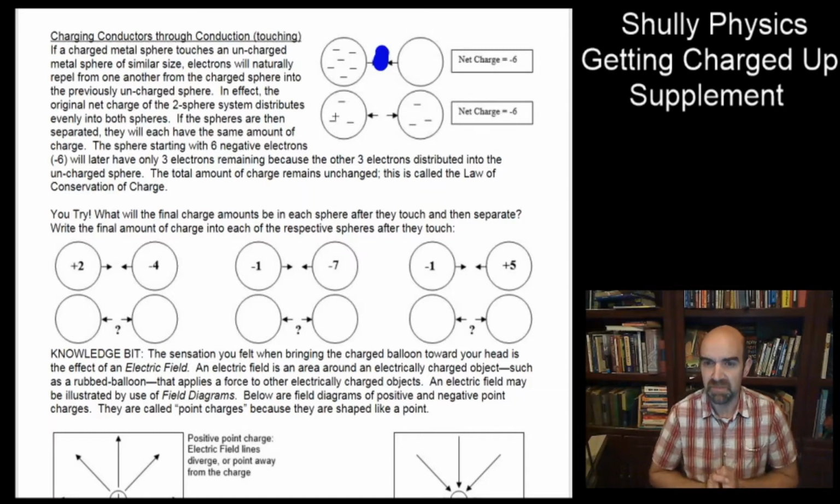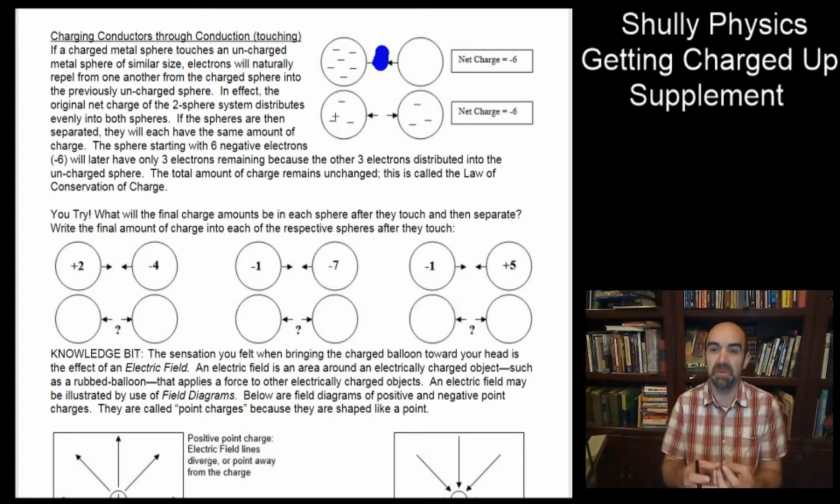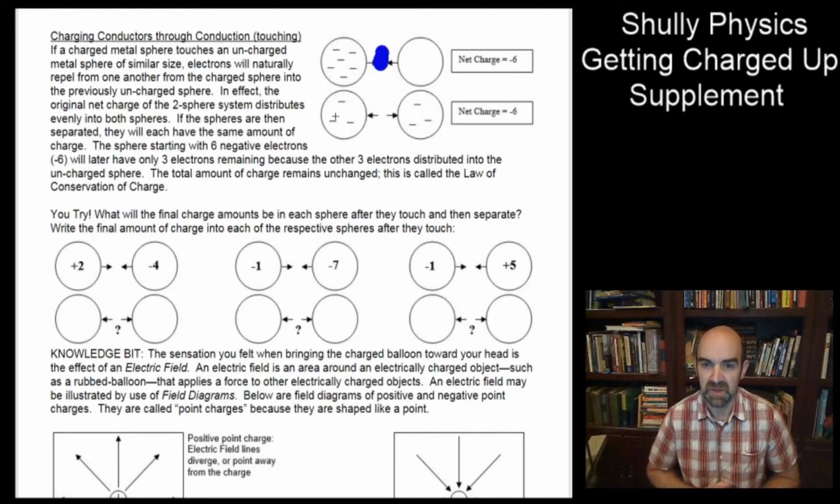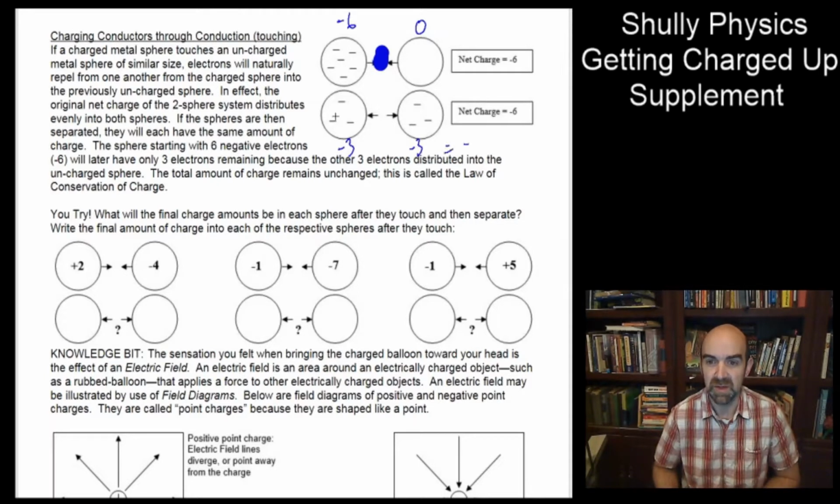But the main point here is that the net charge remains the same, and after they touch and are separated again, they're now of the same type of charge. They're both negatively charged, so they'll actually now repel. Beforehand, a negatively charged object and a neutral object will not repel or attract. After they touch and share charges, they're going to be repelling. Each one will now have -3. So this one started with -6, and we had 0 before, and now they're both at -3. Both sums equal -6. Okay, that's the main point here.